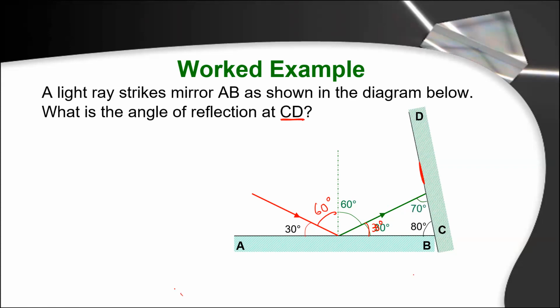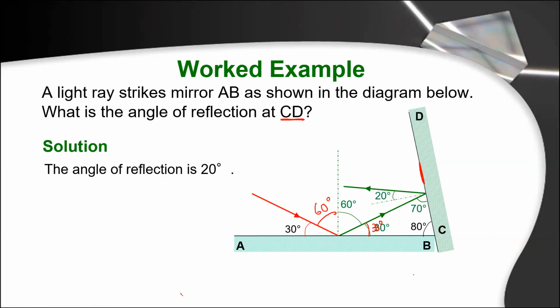Okay, use your mathematics. This will be 70 degrees, 30 degrees, 80 degrees, 110, 180 minus 110, 70 degrees. And then you draw your normal again. So it will be 20 degrees, because 70 plus 20 is 90. So the angle of incidence is 20 here. Angle of reflection here will also be 20.